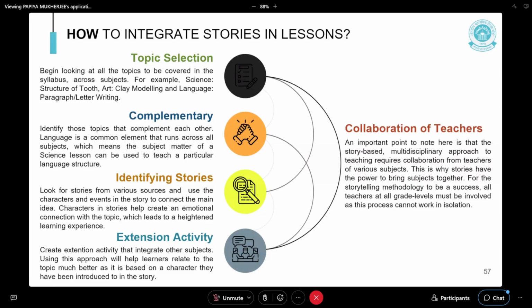In order to make storytelling a successful methodology, teachers of various grades and levels must be involved together. They must sit together, pick up a story, pick up a concept, build the story around the concept, put the content in that, and then grade specific and subject specific work can also be done in this multidisciplinary approach. However, storytelling cannot succeed if teachers work in isolation.